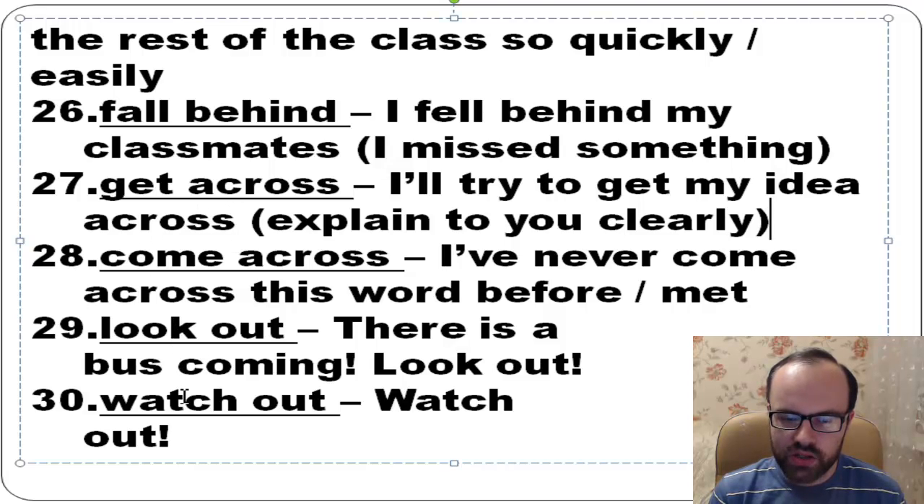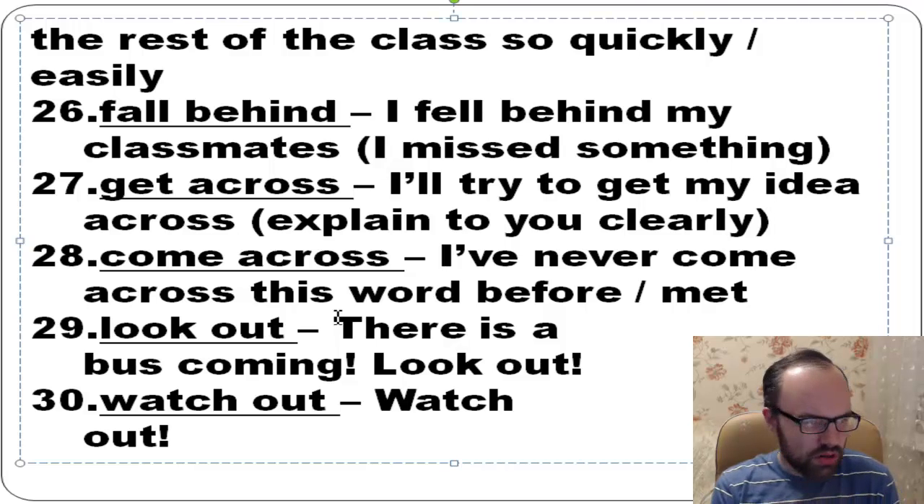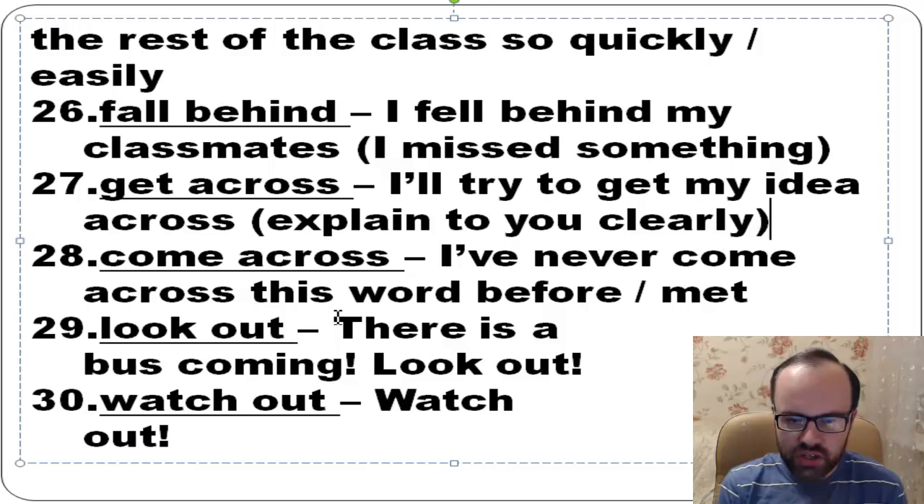Okay, look out and watch out. So there is a bus coming. For example, you are going to cross the street, and your friend tells you, oh, there is a bus coming. Look out. So there is a danger. It's dangerous. It can hit you. So, oh, watch out. Watch out, look out. It means that it can be dangerous. Please do something about that. Okay?